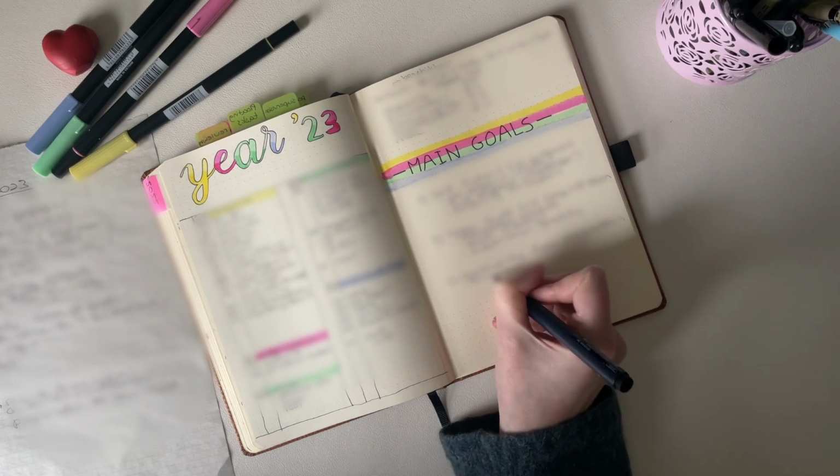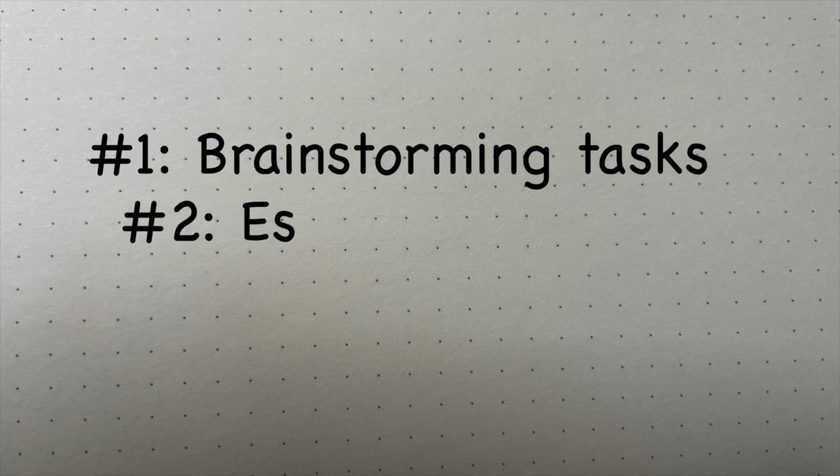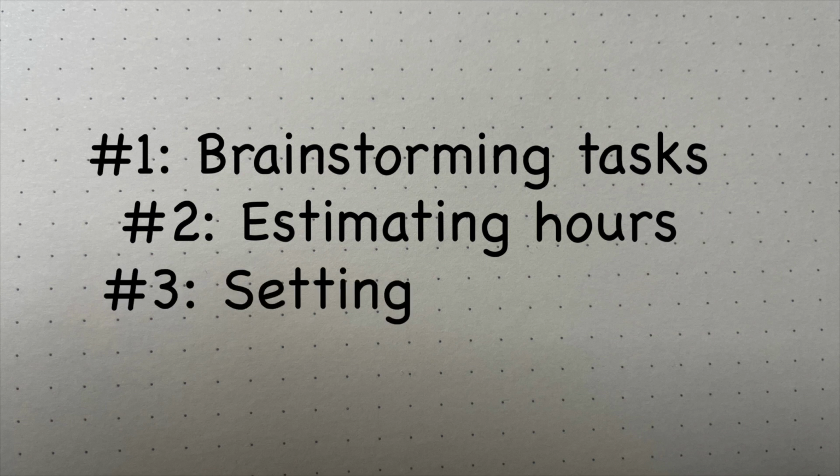So in summary, my planning process for setting goals for the year consists of first brainstorming tasks, then estimating the hours for these tasks and revising where needed, and then setting the main goals for the year.